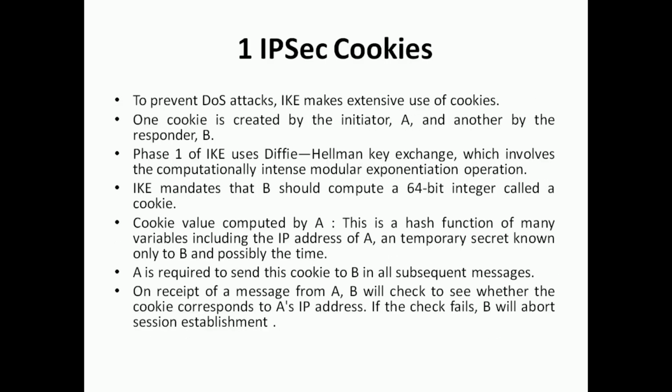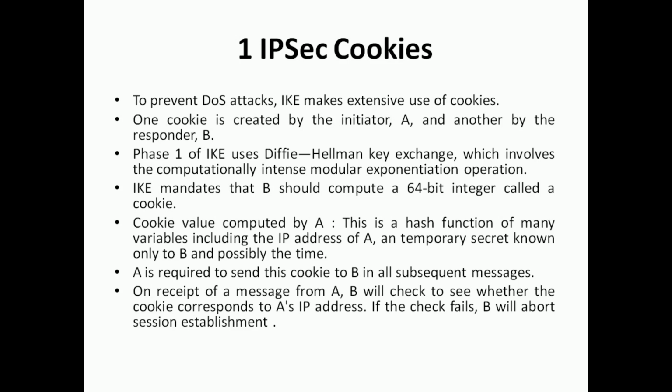So the first one in this IKE protocol is the IP security cookies. To prevent denial of service attacks, IKE makes extensive use of cookies. One cookie is created by the initiator A and another by the responder B. Phase 1 of IKE uses Diffie-Hellman key exchange, which involves the computationally intense modular exponentiation operation.